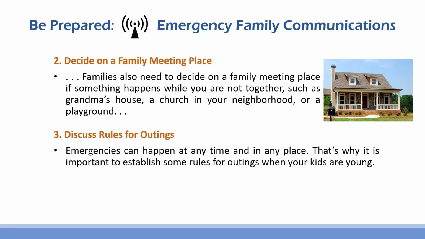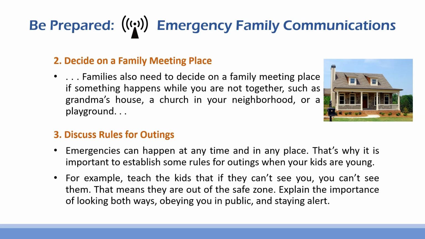3. Discuss rules for outings. Emergencies can happen at any time in any place. That's why it is important to establish some rules for outings when your kids are young. For example, teach the kids that if they can't see you, you can't see them. That means they are out of the safe zone. Explain the importance of looking both ways, obeying you in public, and staying alert.